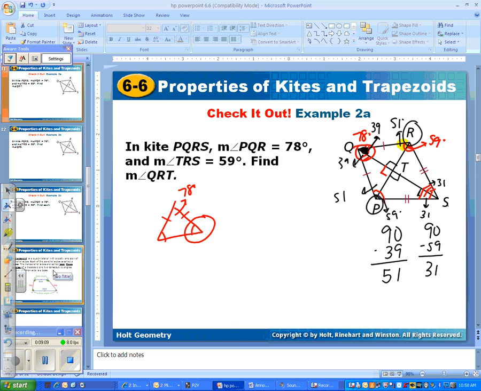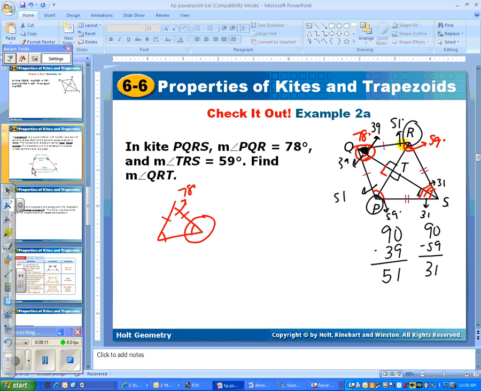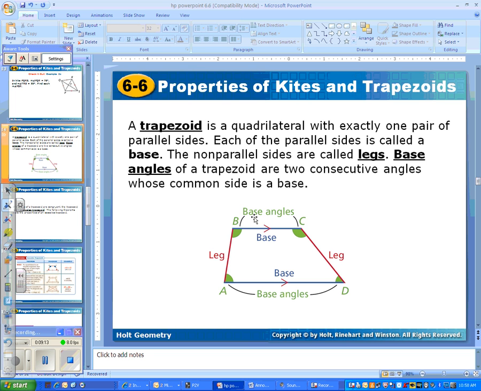Yeah, and that's about all we're doing for the kite. The next one is for the trapezoid. The definition is that it is a quadrilateral. That's good, important to know. 4 sides, and it only has one pair of parallel sides. Again, a trapezoid is not a parallelogram.